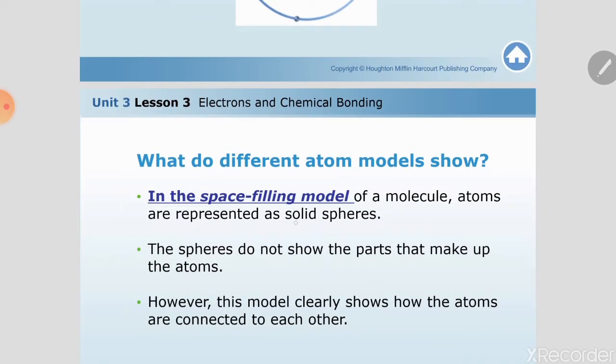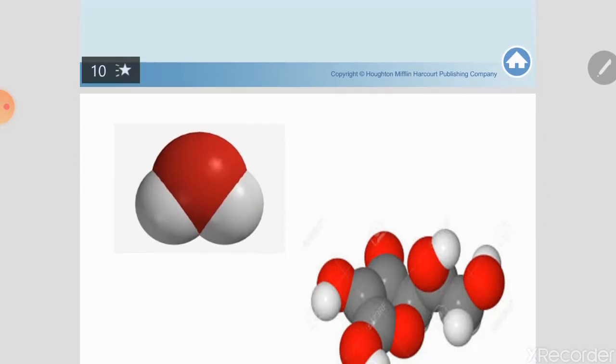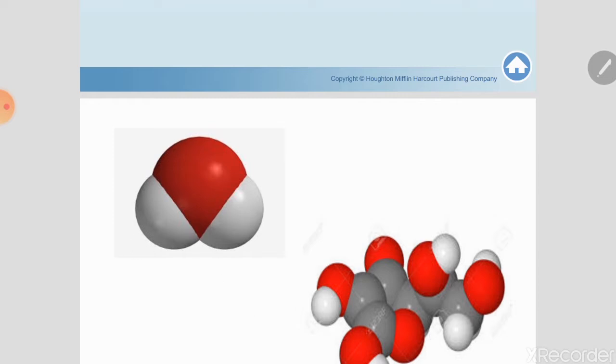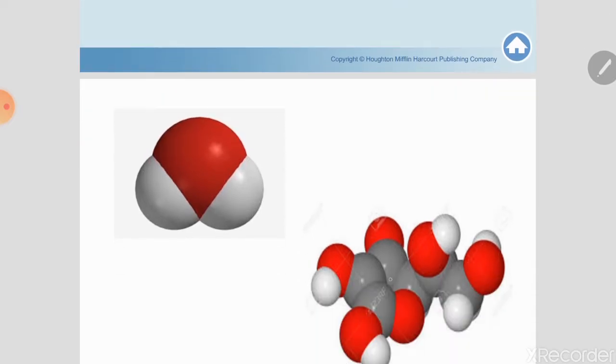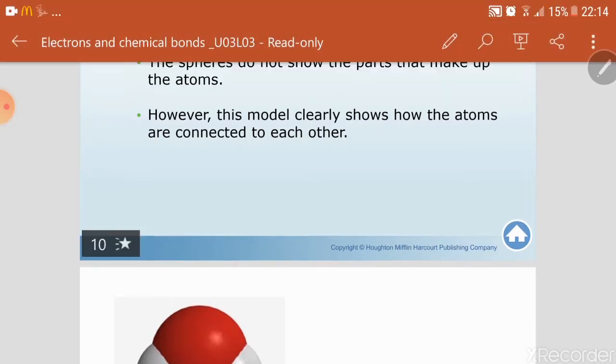The last one, the space filling model, shows the atoms as balls, as the balls that are used to make molecules with. It looks like it can show how the atoms are connected with each other. This is the closest to the reality. Okay, it can show how they are connected. It's the nearest to the reality.